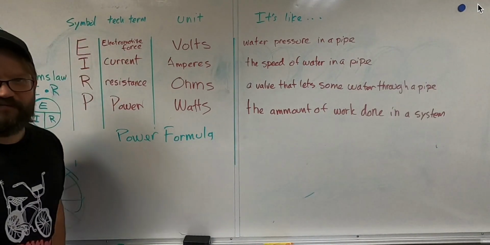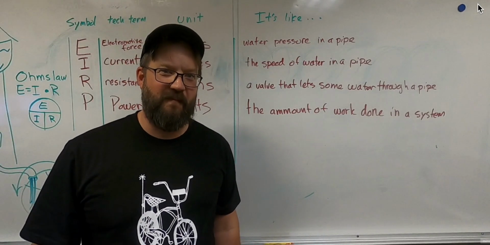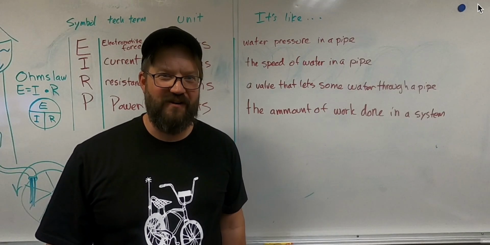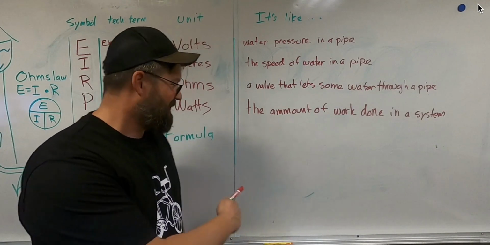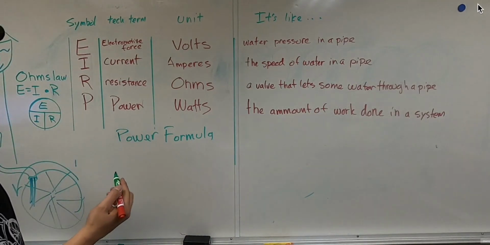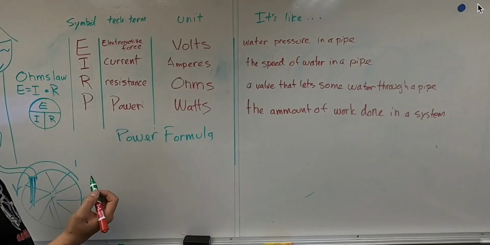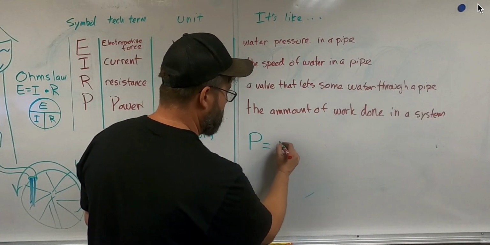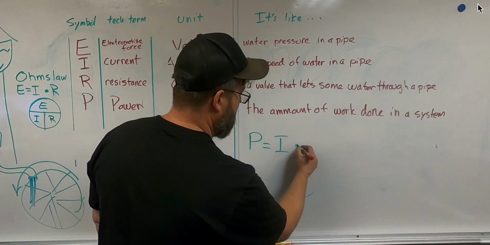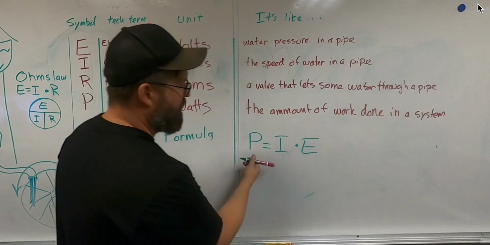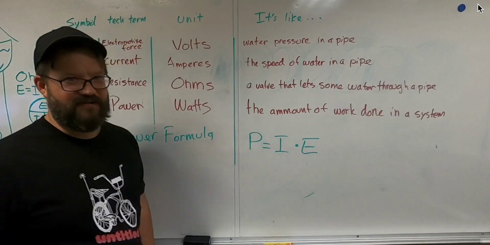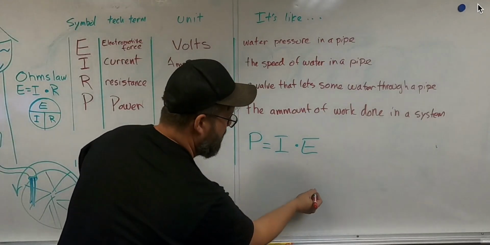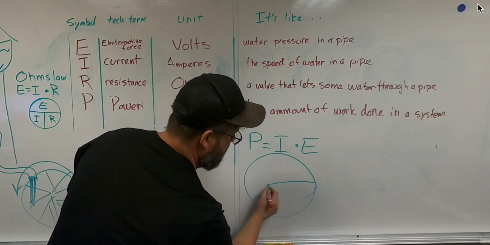And I've saved a few family members and other friends money and saved them from buying electronic devices over again because I know a little bit about how this works. So power formula is the most tantalizing one because it goes like this. Power equals I times E. So power equals current times electromotive force. And we can represent power formula the same way we did up here. And it looks like a big pi too. Oh man.